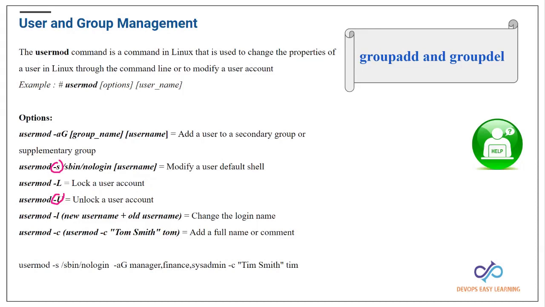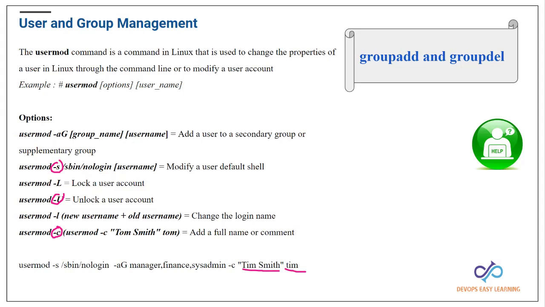Also, usermod -c is the one we call a comment. Let's say you want to create a user with a first name and last name. How are you going to do that? You need to pass another argument with -c and put the user's first name and last name.